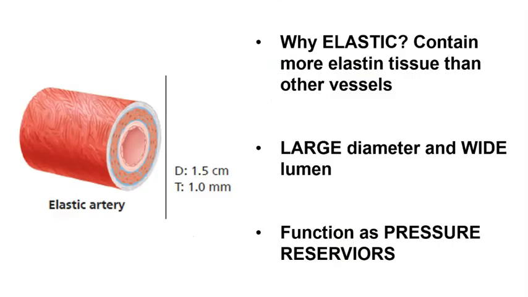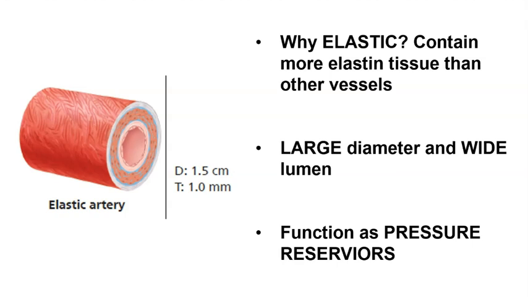The elastic arteries generally have a large diameter and a wide lumen. Having a wide lumen means that the resistance to blood flow will be low, which means that blood flows very easily through these vessels. As we will see later, low resistance means high rates of blood flow.